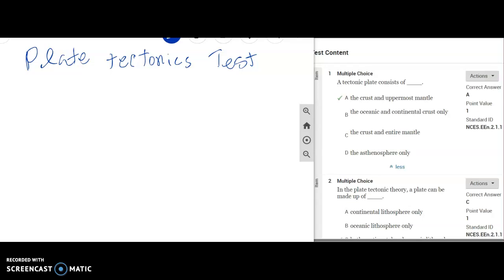Okay, today I'm going to go over your plate tectonics test with you. We're going to go over it question by question and talk about each question and its answer choices and give you the correct answers. So, first question was the tectonic plate consists of what?